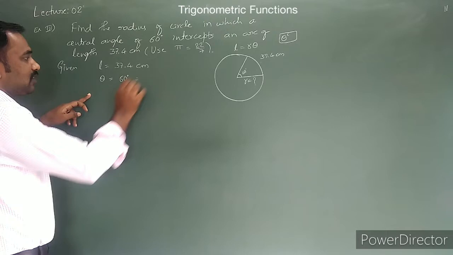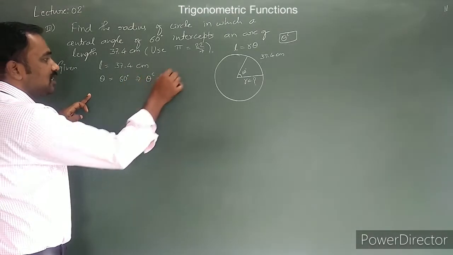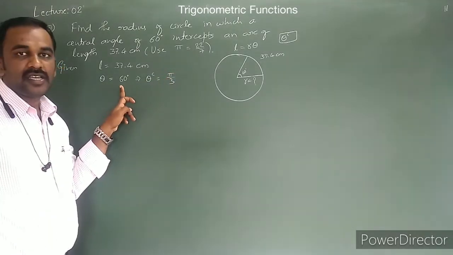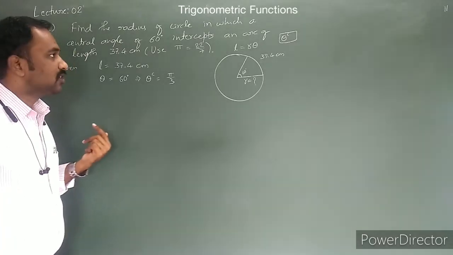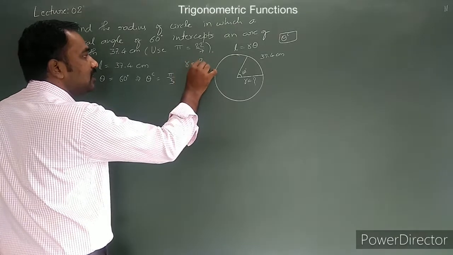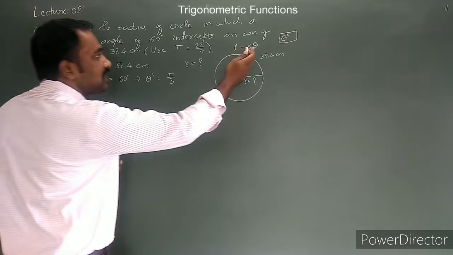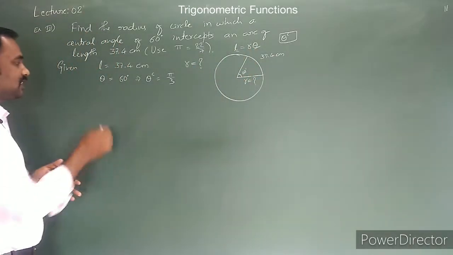60 degree can be converted into radian measure. What is the radian measure? Theta radian is equal, 60 degree is nothing but pi divided by 3. Or else 60 into pi by 180 will get the required radian measure. Okay, theta is given. Now what is the unknown value? We have to find the radius of the circle. So L and theta are known. Only unknown value is r. You can easily get it.